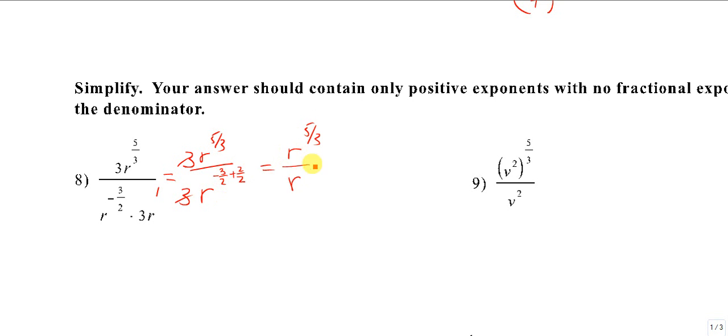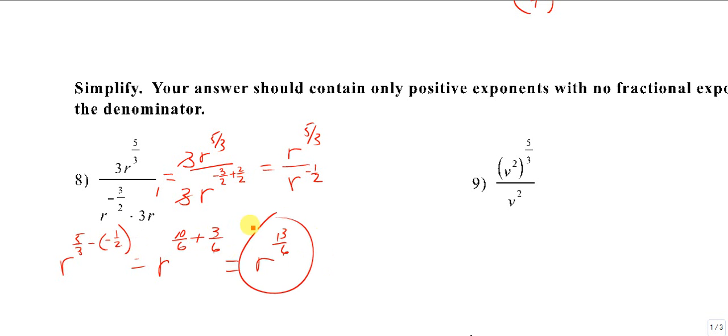So negative 3 plus 2, that's a negative 1/2. The larger exponent is the one in the numerator, so it's going to be the top exponent minus the bottom one. So I'm going to have r to the 5/3 minus a negative 1/2. That's going to be equal to r. Now let's go ahead and give them a common denominator. So that'd be 10/6. Minus a negative would be plus, and 1/2 would be 3/6. So I have r to the 13/6.